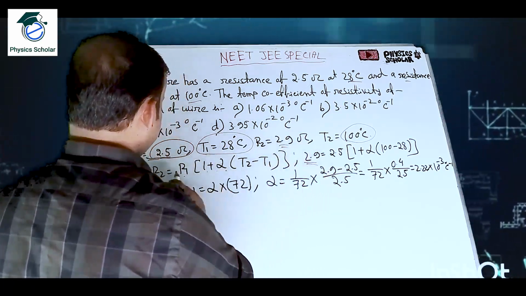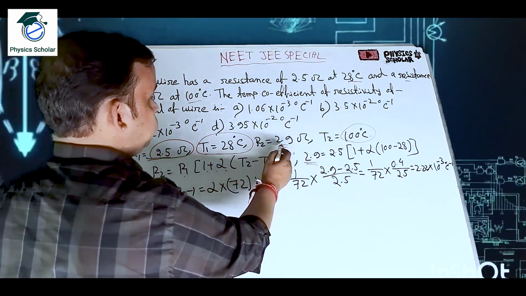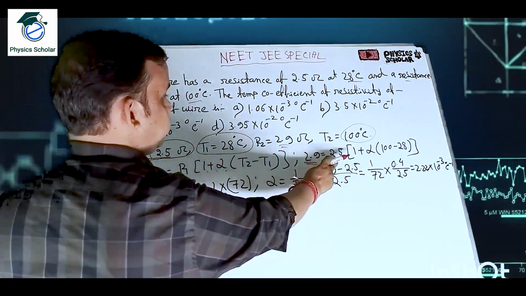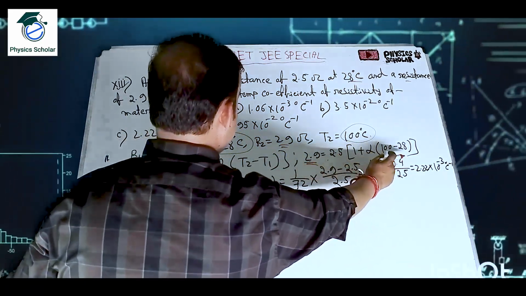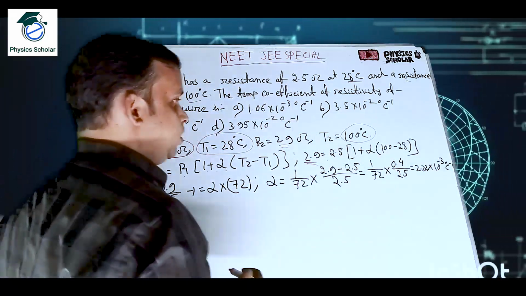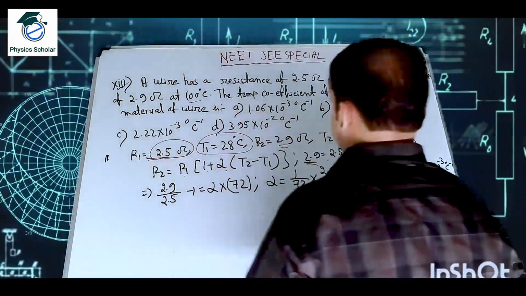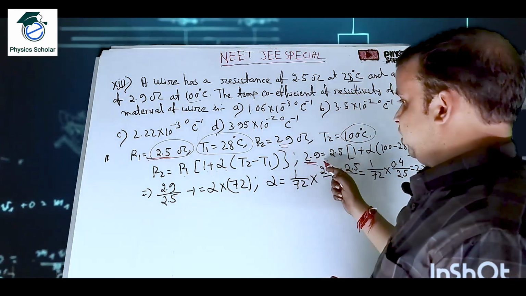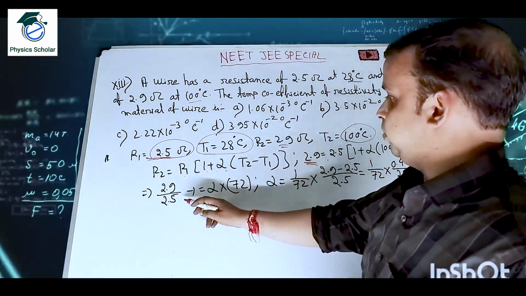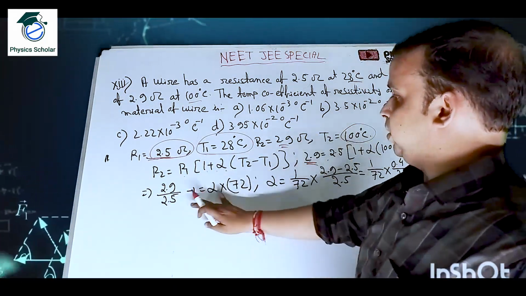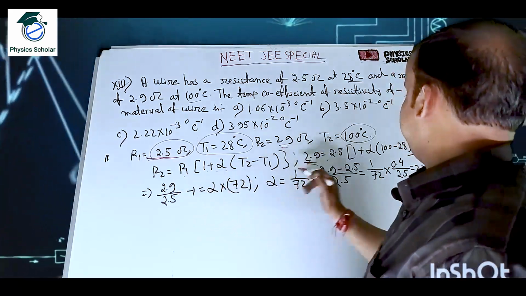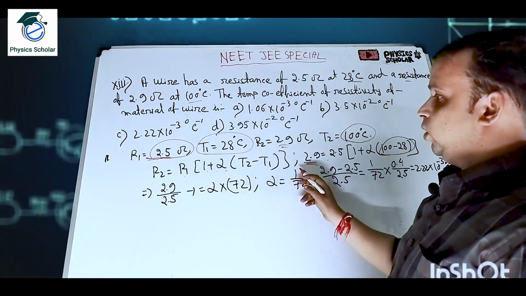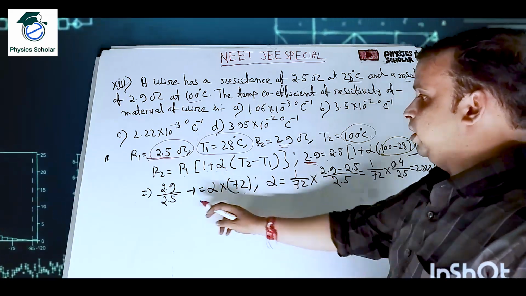So what is the value of R2? We are only putting the values. R2 is 2.9, which is equal to 2.5 into 1 plus alpha into T2 minus T1. T2 means the final temperature 100, and the initial temperature T1 is 28. So 2.9 divided by 2.5, minus 1 is equal to alpha into 100 minus 28, which means 72. So alpha is equal to 1 by 72.